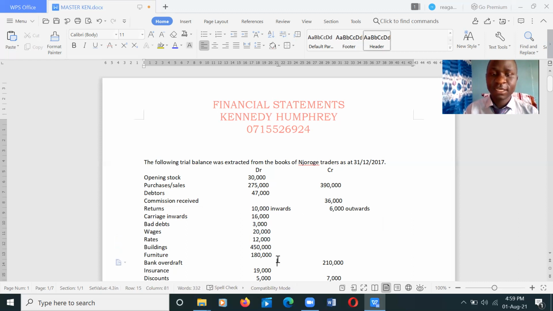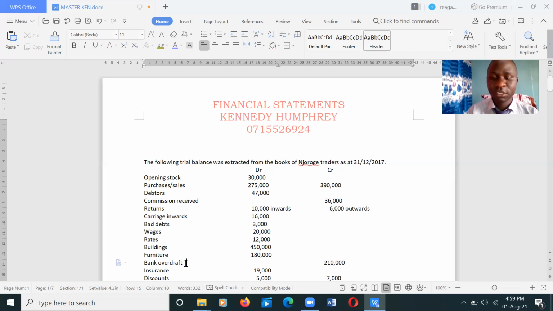And then we have furniture 180,000. So we have buildings 450,000 and then furniture 180,000. Now these two, furniture and buildings, are fixed assets, and therefore they will be used when preparing a balance sheet. Then you have bank overdraft.